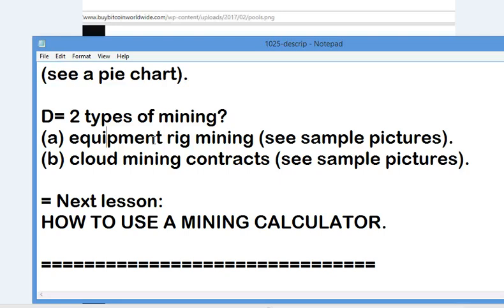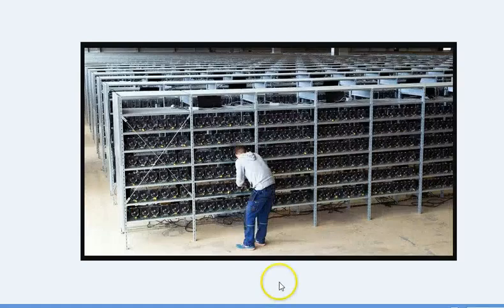All right, and we'll look at some pictures in a little bit. As a matter of fact, let's do that right now. You can buy all the servers, hire the personnel to run them, and have the cooling system to cool them off. It takes hundreds of thousands, if not millions of dollars to run this type of operation. So that's what I call equipment rig mining, where you basically set up your own mining operation.